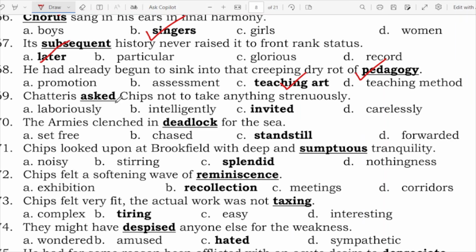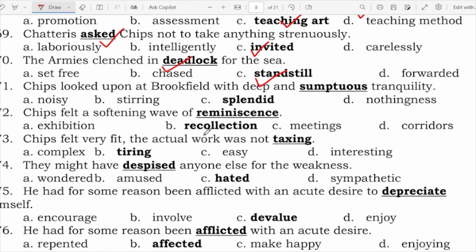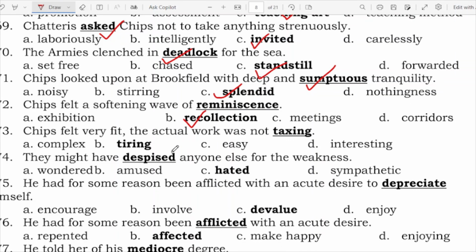Chatters asked to invite. This is from the last part of the novel, invited. And deadlock again means stands still. Here we have caught up. Chips looked upon Brookfield with deep and sumptuous, very splendid, very luxurious reminiscence, recollections. Chips felt very fit. The actual work was not taxing. Taxing means very tiring, hard-working and laborious.